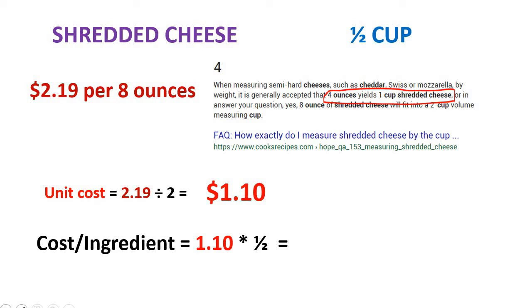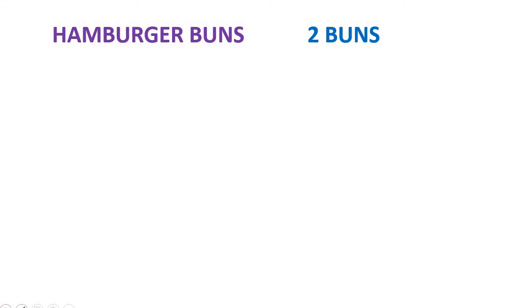And so again, I need to figure out how much am I paying for the cheese I need in my recipe. Well, it's $1.10 per cup times a half cup, which is what I need. So how much am I paying for my cheese in this recipe? Awesome, 55 cents.